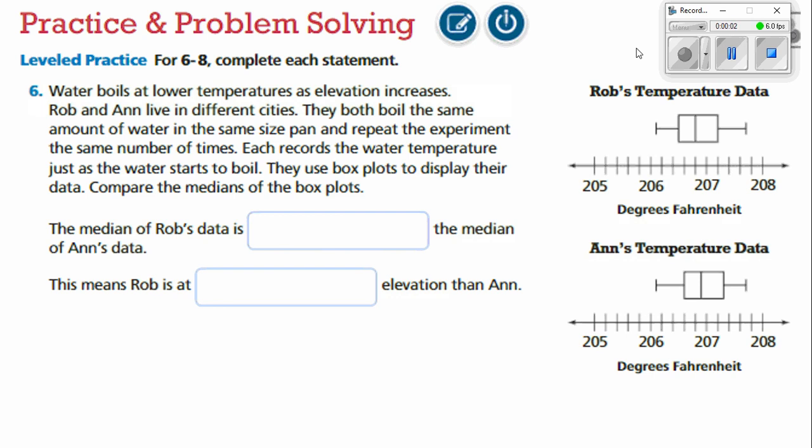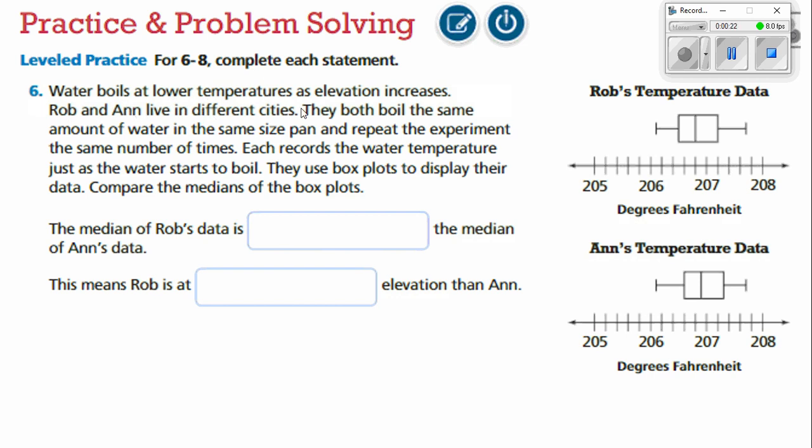All right, tonight we're going to be doing the homework for making comparative inferences about population. For number 6, it says water boils at lower temperature as elevation increases. So the higher we go, the lower the temperature is going to be of water that boils.